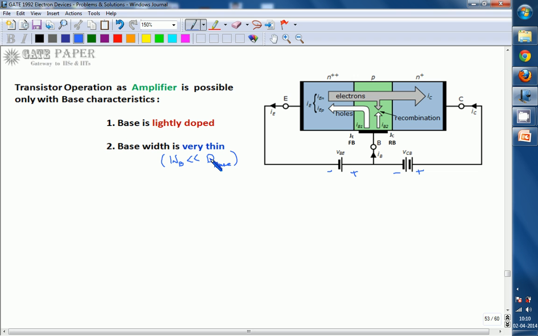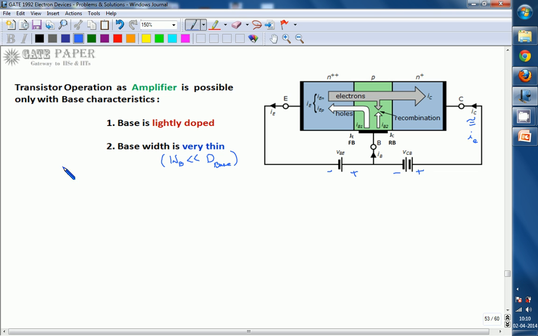If the base width is larger than the diffusion length, then only the number of recombinations we expect will take place. Otherwise, if you are not allowing that much width, even that number of recombinations couldn't take place, so most of the electrons coming from the emitter will reach the collector. So we can assume IC is approximately equal to IE. This is what we can say.